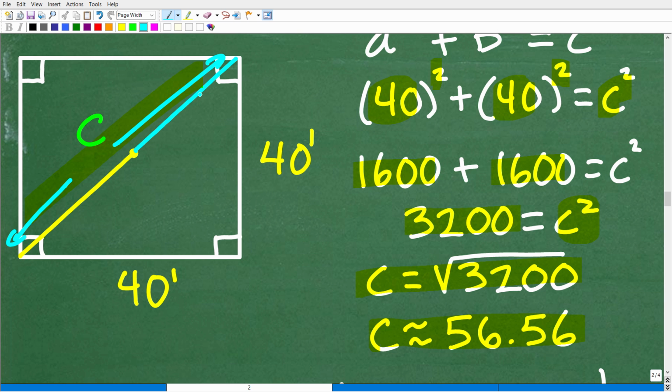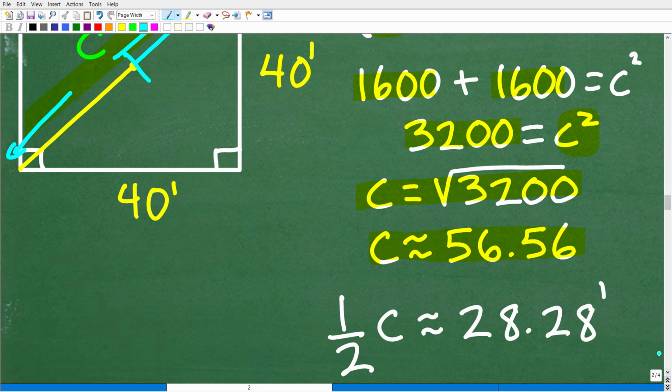That's the entire hypotenuse, but we want to get to the center of the room, which will be halfway along that path. So all we've got to do is take 1/2 of our value of c, and that gives us about 28.28 feet.